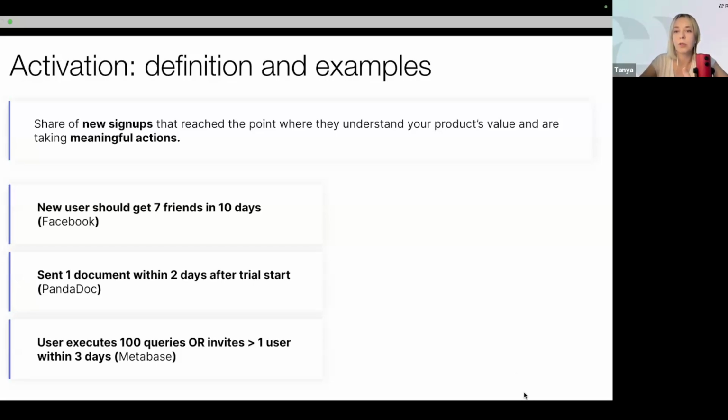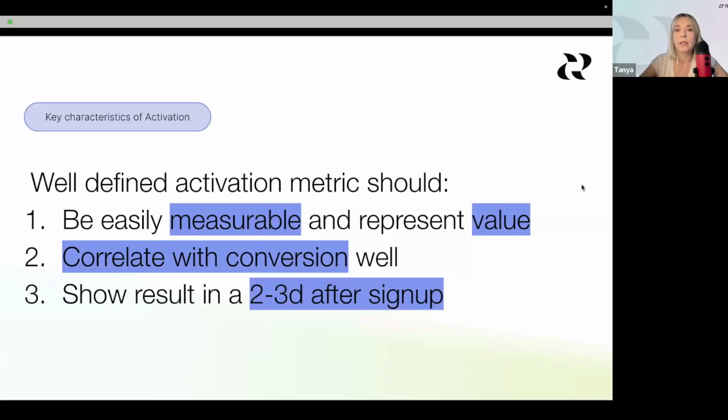And usually the first step would be to try to understand what kind of activation metric you have on your side. Again, a well-defined activation metric should be easily measurable. It should represent the value of your product. It should correlate with conversion well, again, to be a proxy between the product measurements and the revenue. And the important thing that I really like is that the activation metric should actually show its result. These meaningful actions should be taken within 2-3 days after sign up, a very small interval right after people sign up. This last piece is very important.